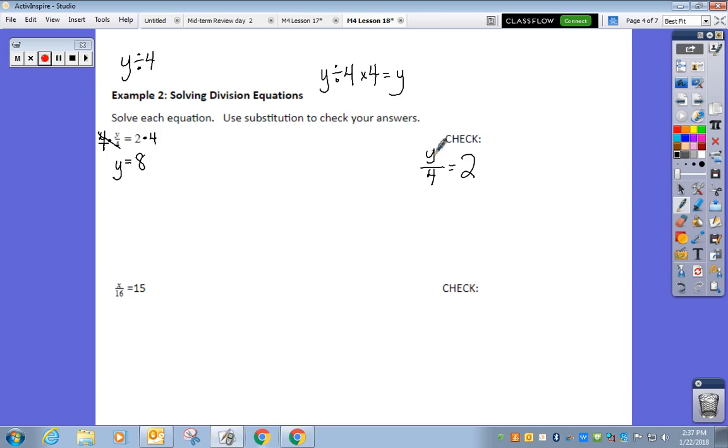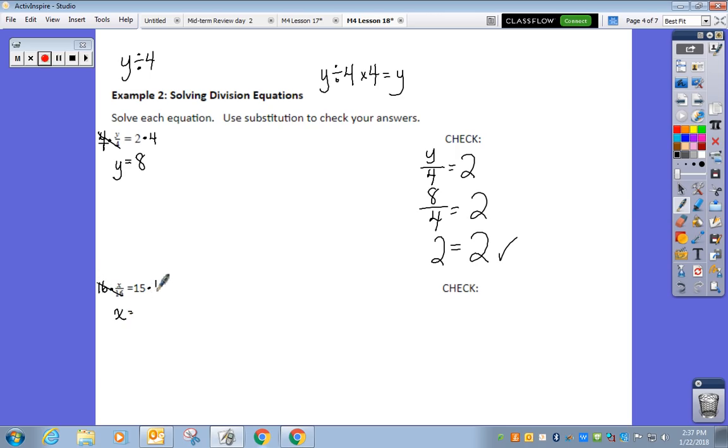I'm going to replace the y with 8. This is saying 8 divided by 4, so 8 divided by 4 is 2. It's a basic fact, so I wouldn't expect side work. And that does, in fact, check out. For the next one, I have x divided by 16. So in order to get x by itself, I would want to multiply by 16. You don't have to include the over 1. You can just write times 16, getting your x.